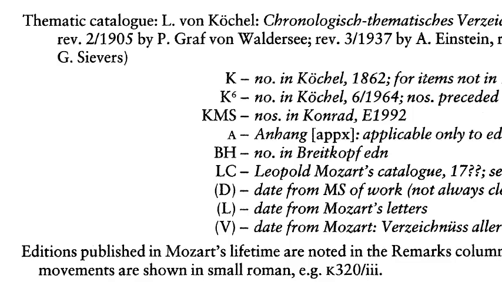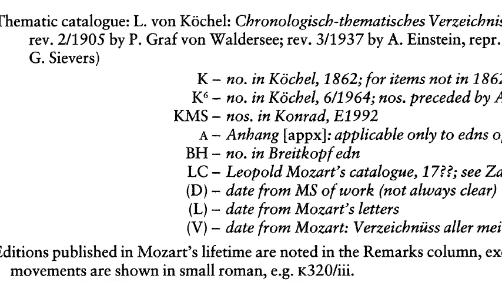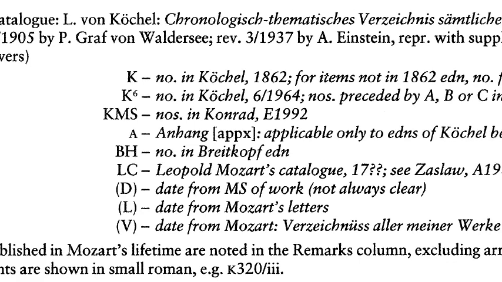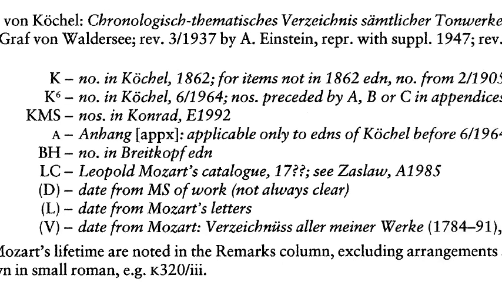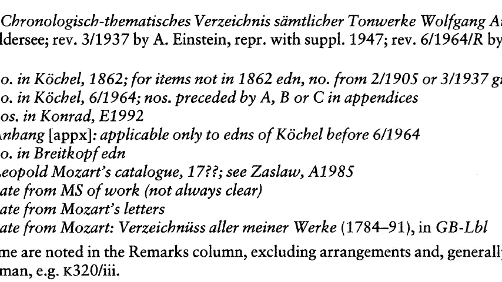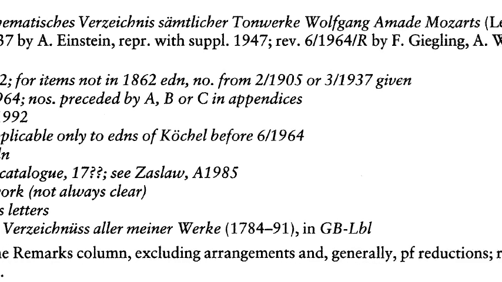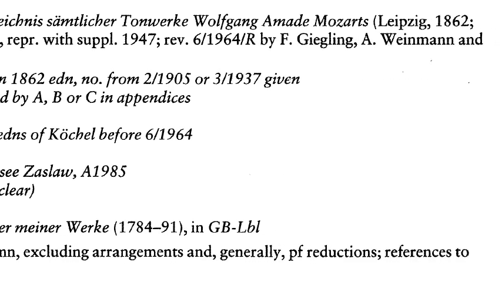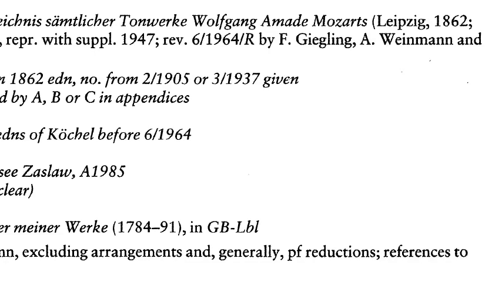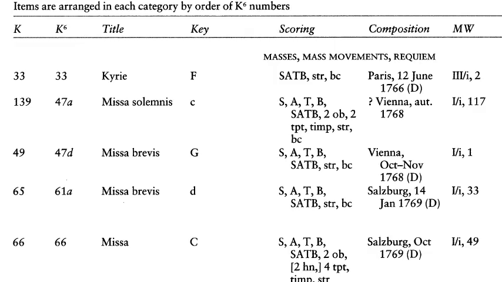The thematic catalogs referenced are the 1862 first edition and the 1964 sixth edition of the Köchel catalog of Mozart's works, the source of all K numbers. Note that where the two numbers differ, pieces are listed within each section according to their number in the sixth edition of Köchel.